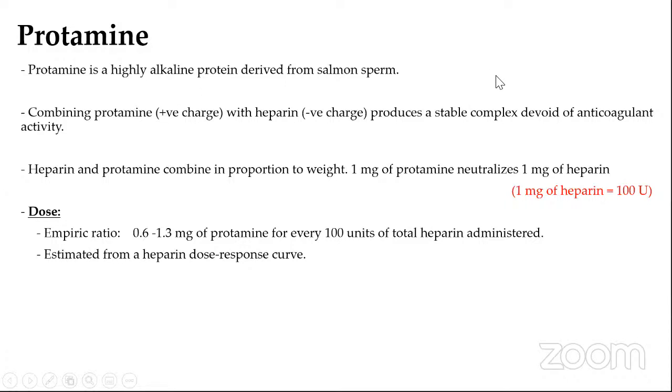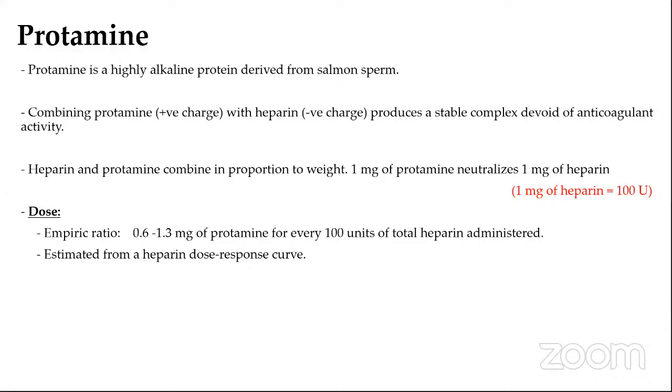So how do you give the protamine? How do you decide about the dose? Either you can use the empiric ratio, which is giving 0.6 up to 1.3 milligram of protamine for every 100 units of total heparin administered during the cardiac surgery, including the one that was administered on pump as well.